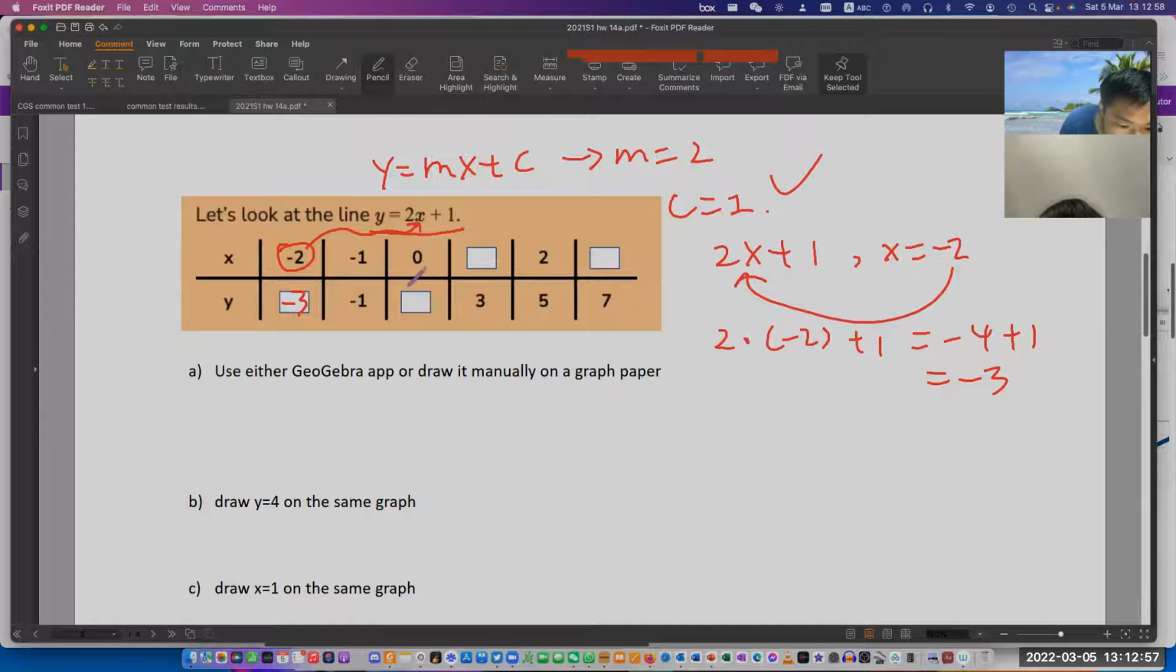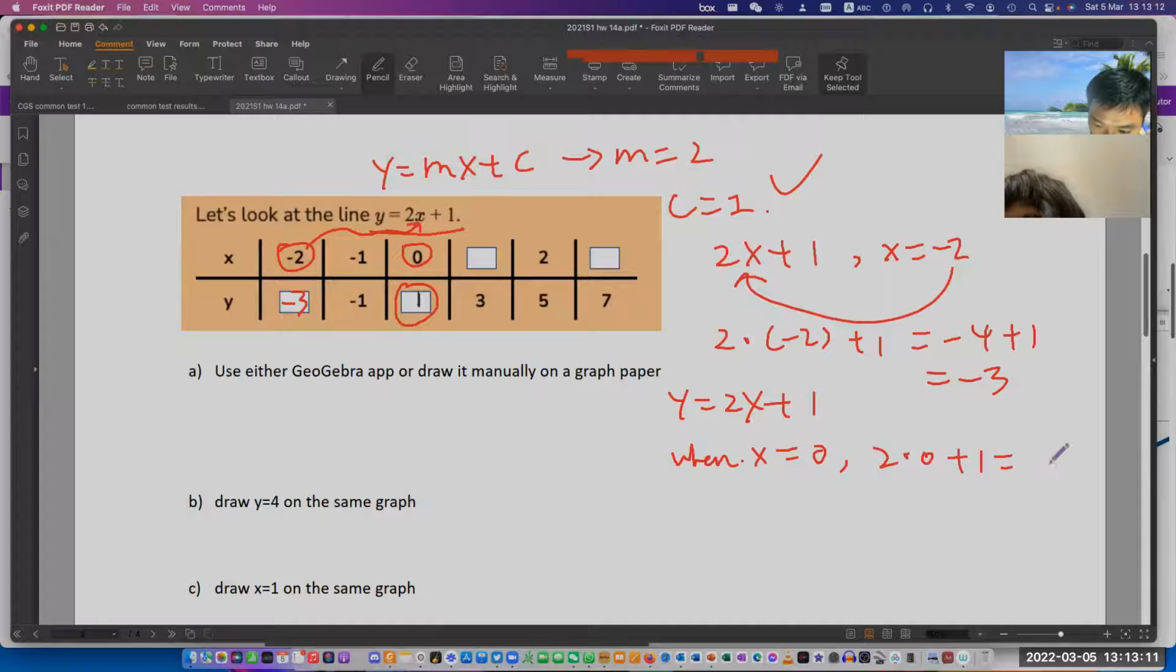So how do you get the y when x is equal to 0? y is equal to 2x plus 1, so when x is equal to 0, it's 2 times 0 plus 1. So it's 1, correct? Then what about this one? This one is 1, because you put the 3 into the y.